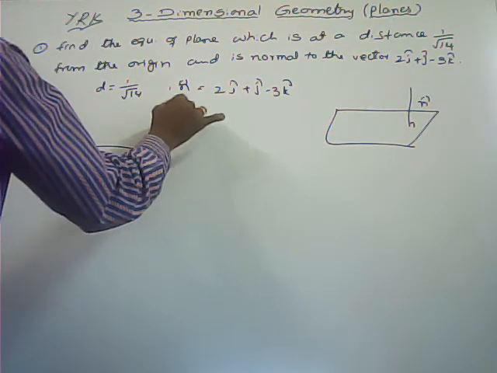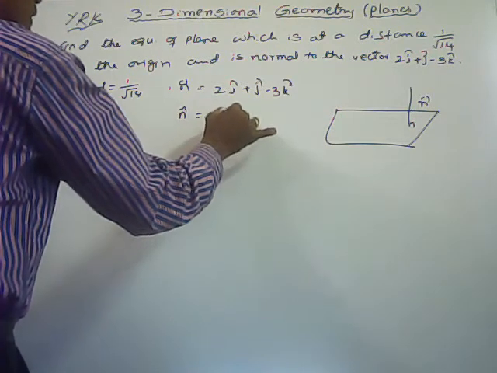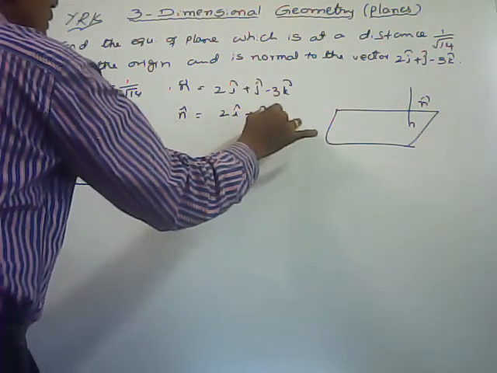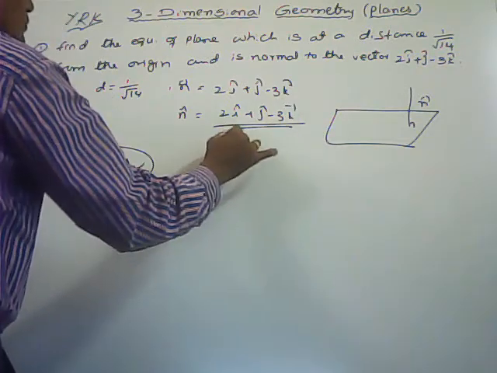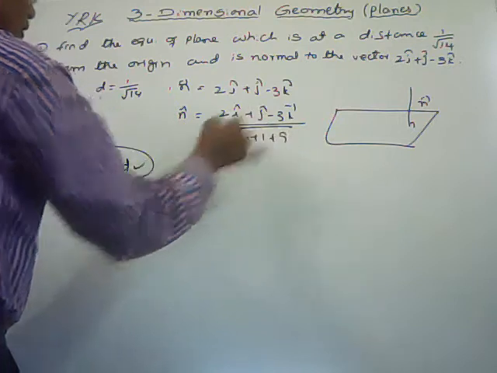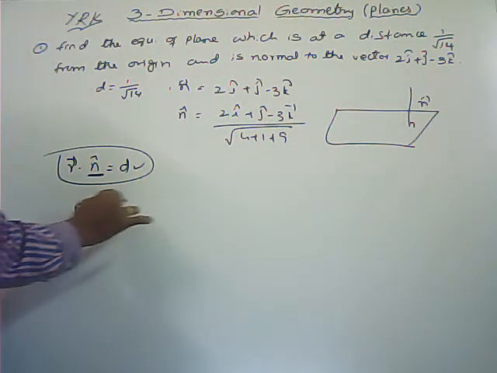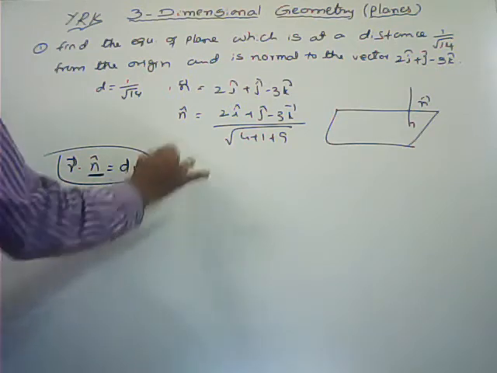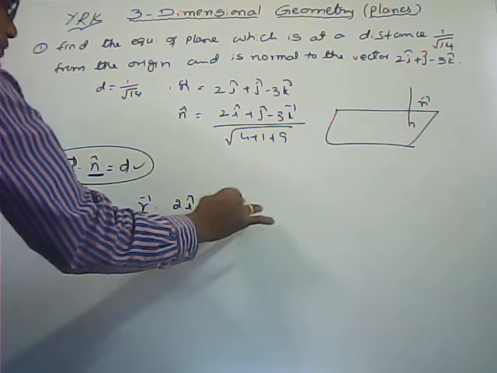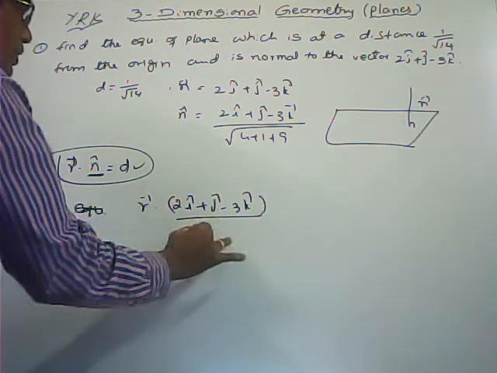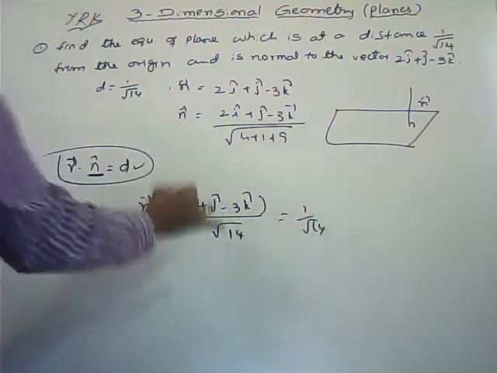How to get the normal unit vector? That vector should be divided by its modulus, or its magnitude. What is the magnitude? Root of 4 plus 1 plus 9. So the equation of the plane is r bar dot n cap, where n cap is 2i cap plus j cap minus 3k cap by root 14, equals 1 by root 14, which is given.